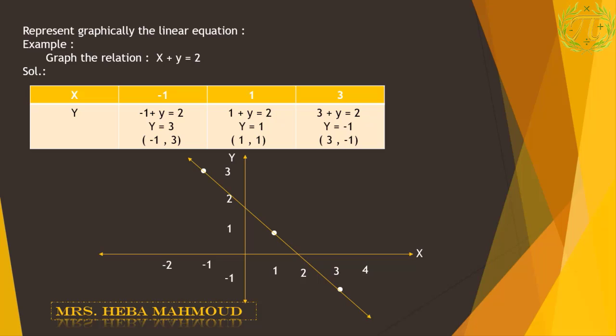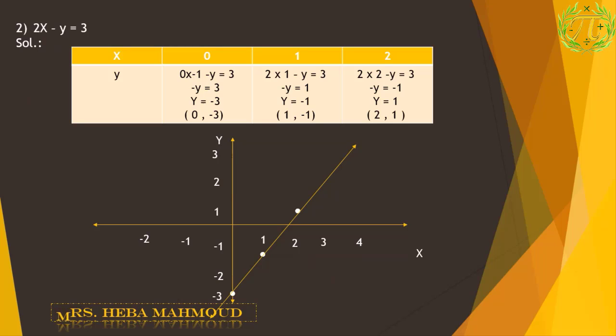If we choose x equal 1, so y equals 2 minus 1, which is 1. So the second ordered pair will be (1, 1). If we take x equal 3, so y equals -1, so the third ordered pair will be (3, -1). Now we draw the Cartesian coordinates, x and y, and plot the points (-1, 3), (1, 1), which is 1 in x and 1 in y, and (3, -1), 3 in x with -1 in y, and we draw a straight line passing through these 3 points.